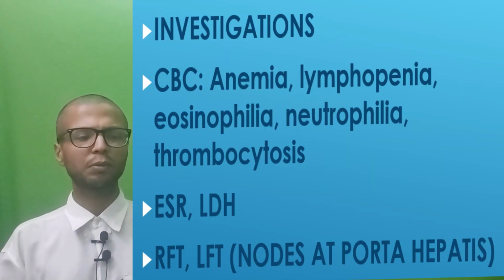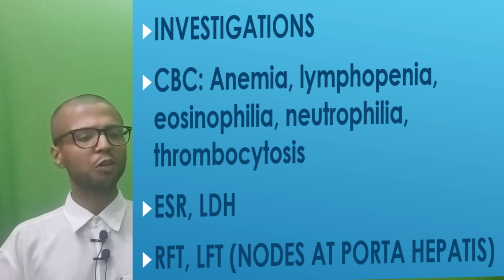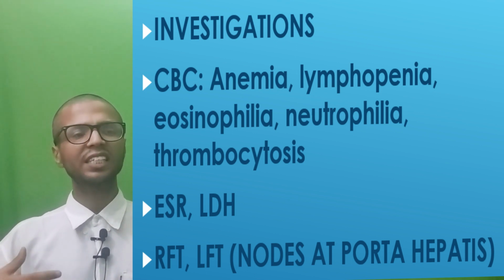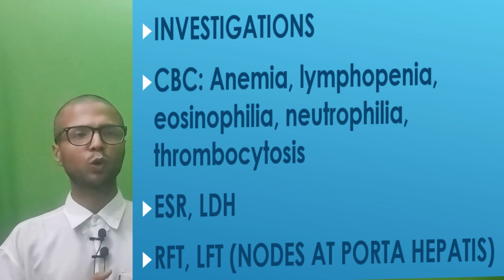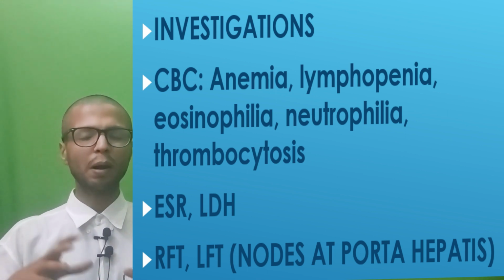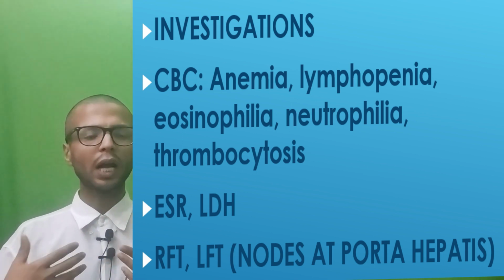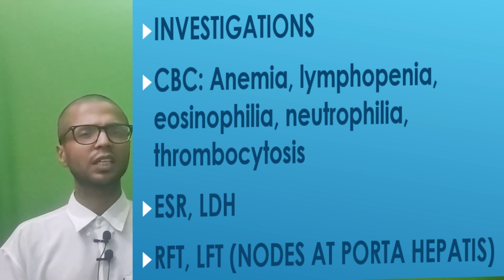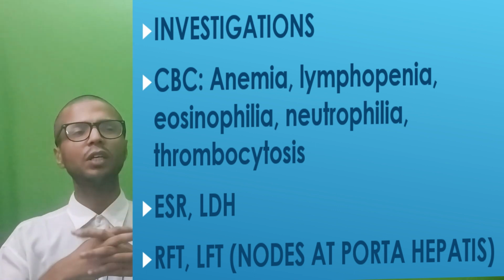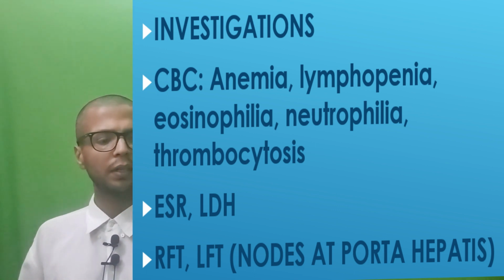So first of all, the basic investigations like complete blood count, where you can see anemia, lymphopenia, eosinophilia, neutrophilia, thrombocytosis, and there can be raised ESR and LDH, which are bad prognostic markers. There can be renal derangement as well, and we have to start some chemotherapy that can be nephrotoxic, so we have to assess the baseline renal function test. Due to porta hepatis compression by lymph nodes, there can be a cholestasis-like picture. So liver derangement as well can be there.